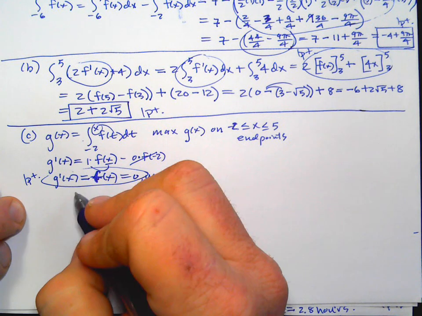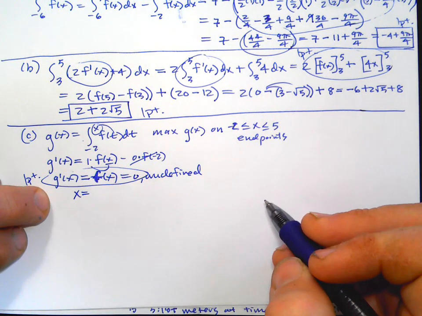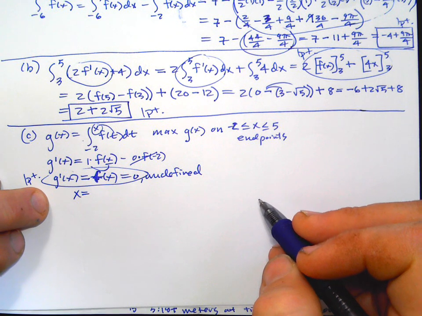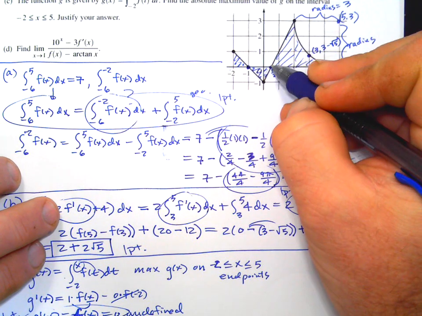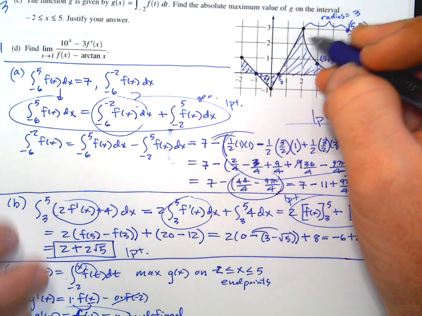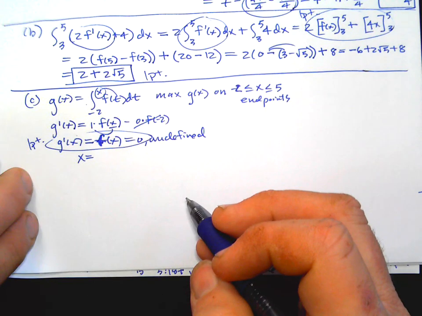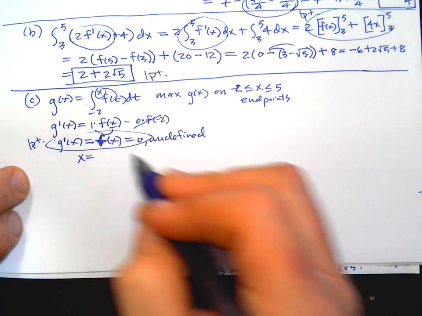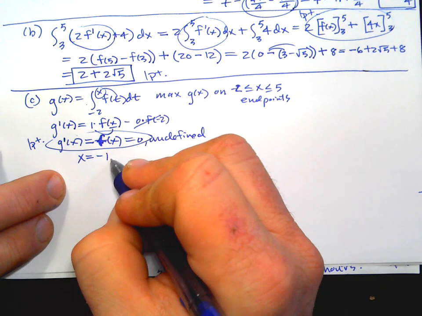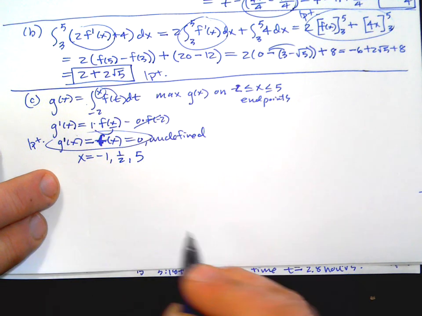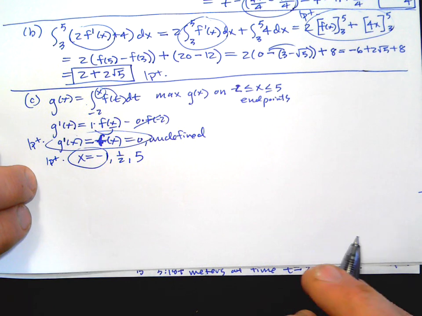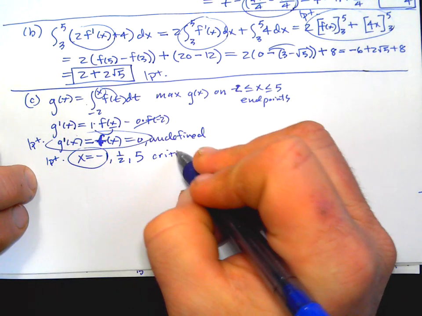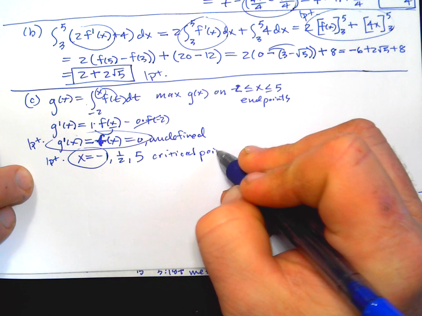Now, from the graph, when is f of x 0 or undefined? Between negative 2 and 5. Well, right here at negative 1, at 1/2, and then at 5. These corners, it's not undefined. That'd be the slope of f would be undefined there. But g prime, the slope of g, is the graph of f. So x equals negative 1, 1/2, and 5. Okay? And the fact that you identified negative 1 as one of your critical points is worth a point. So these are our critical points.